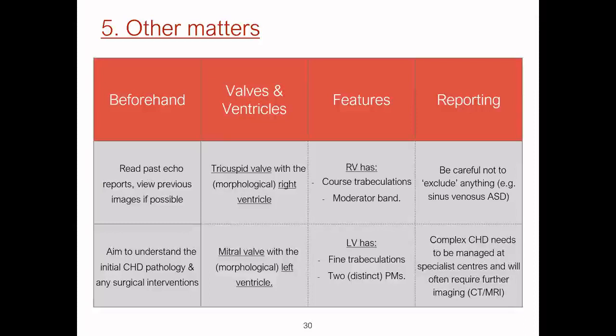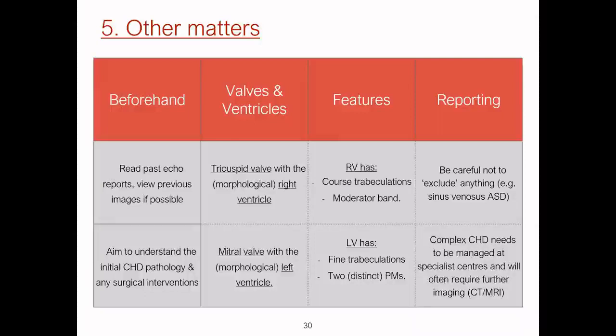Some other features that we can help identify which ventricle is which. The RV has coarse trabeculations and it always has a moderator band. So if you can identify these structures, then you can have an idea of which ventricle is which. LV has fine trabeculations and two distinct papillary muscles. One other thing is the tricuspid valve has 3 leaflets while the mitral valve has 2 leaflets. If you can get a good image of those 2 valves, you can also figure out which is the right and left ventricle.